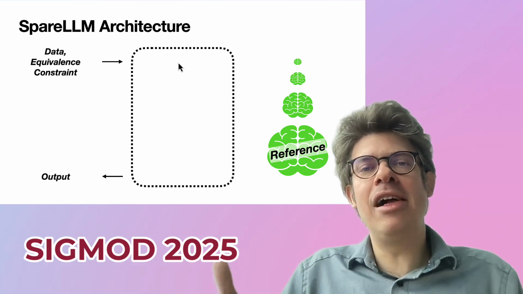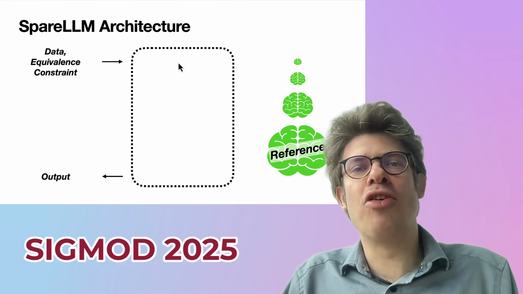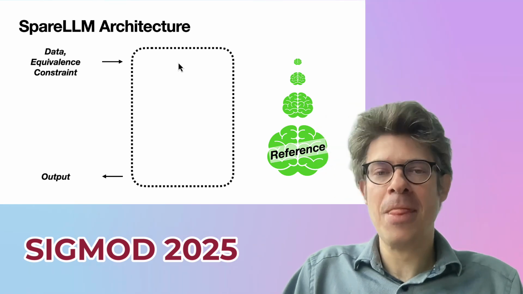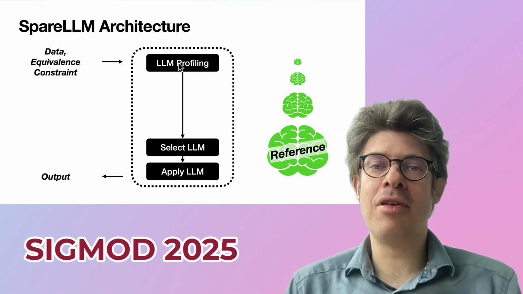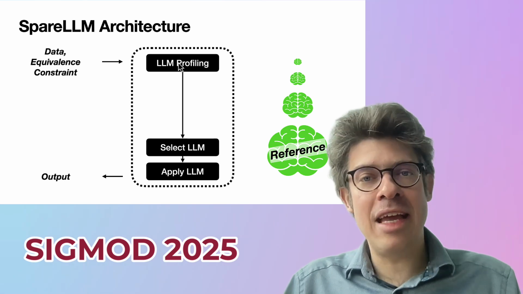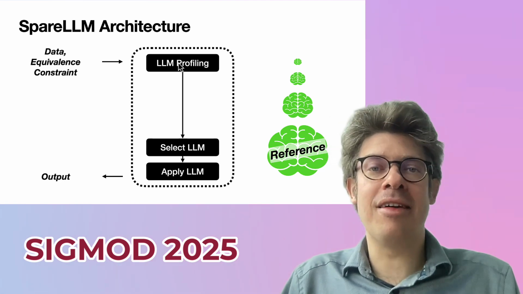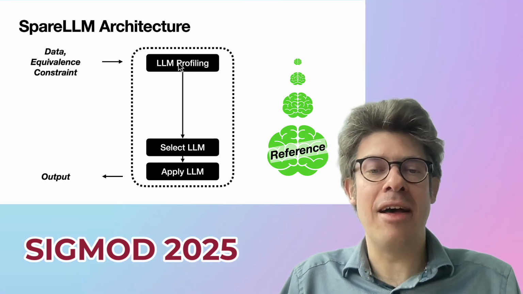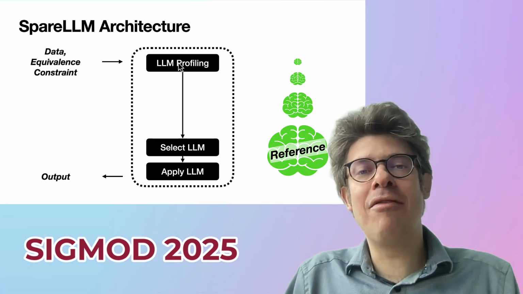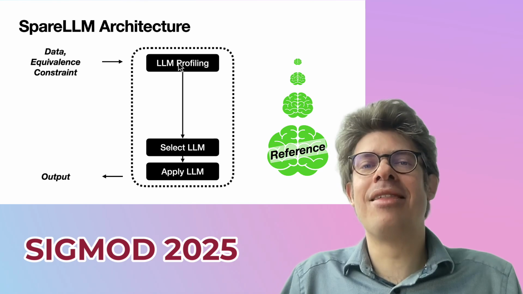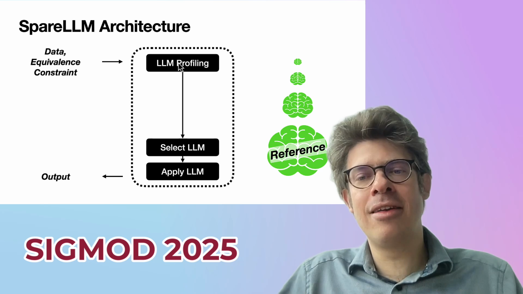Now I'm gonna present multiple versions of the SpareLLM architecture, starting with something simple, and then we're gonna extend this in multiple steps. Now in the simplest version, we can use profiling in order to assess the ratio of cases in which different language models produce the same output as the reference model for the given task. So we can do a little bit of profiling, and then we can select the cheapest language model for which we are sure that it satisfies the user-specified equivalence constraint with the reference model, and we apply that to the remaining data items.